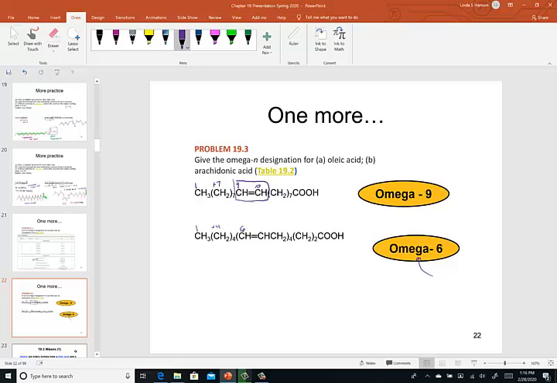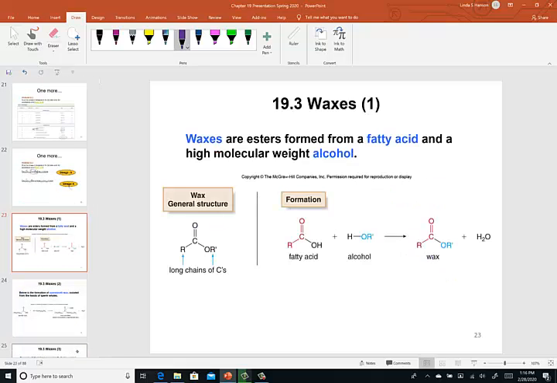We have done great work starting out with our chapter on lipids. In our next video lesson, we'll talk about waxes in section 3. Take a little break. Come on back when ready.